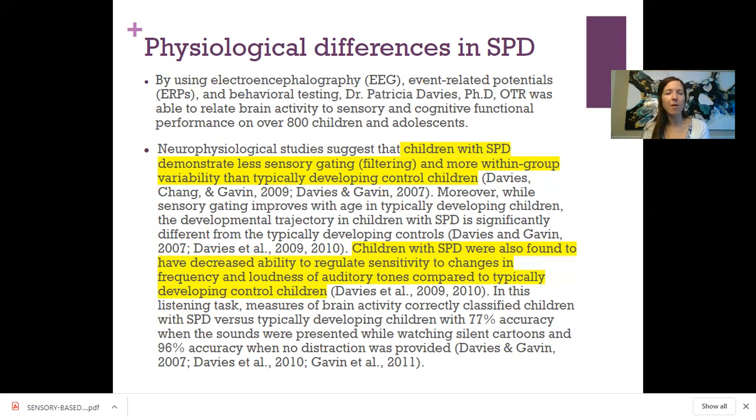They were also found to have a decreased ability to regulate sensitivity to changes in frequency and loudness of auditory tones. So they weren't quite noticing, maybe, the changes in the loudness and the auditory tones.